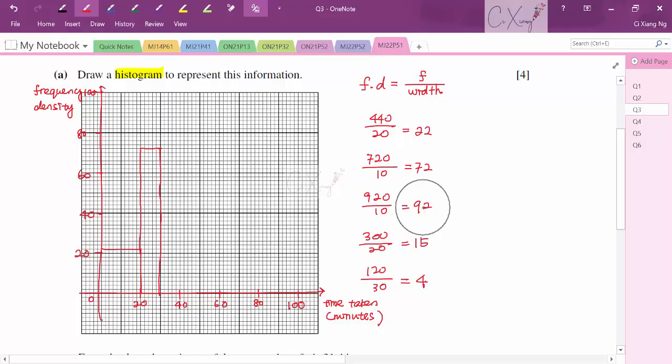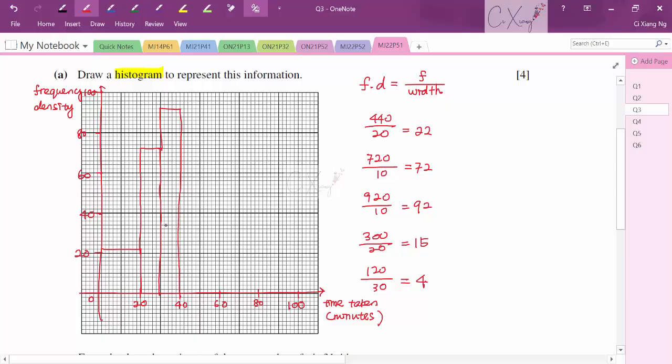Then for the third bar, 92. Again, the width is 10 units. So 10 units means here. So this is the third bar. You try to draw it as nice as possible.